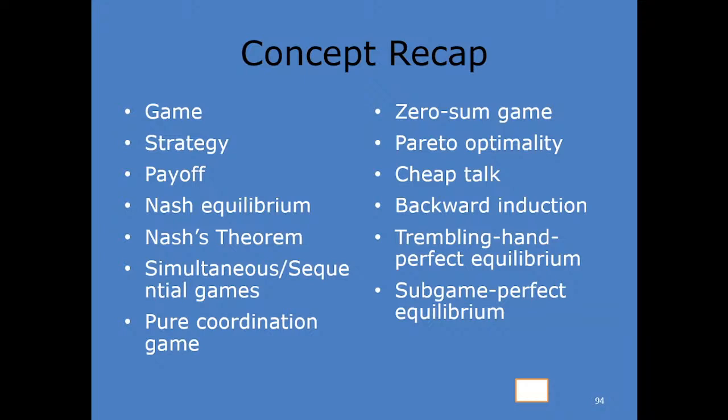Pareto optimality, where no one can be made better off without hurting someone. The concept of cheap talk and its relevance, especially in coordination games. The way to solve sequential games using backward induction, and some refinements such as trembling hand perfect equilibrium and subgame perfection, which means that we are doing the best thing we can do in each of the subgames, in each of those parts of the tree.